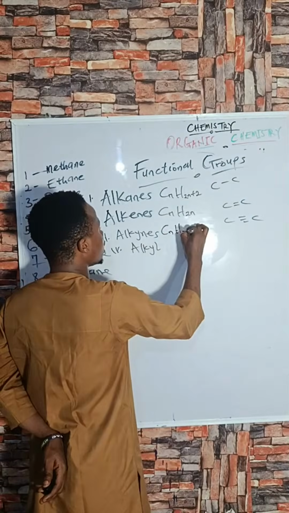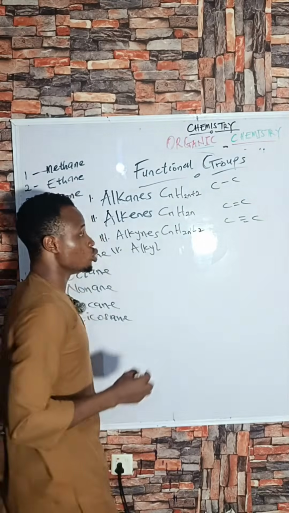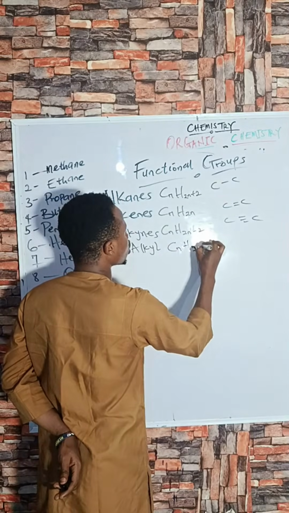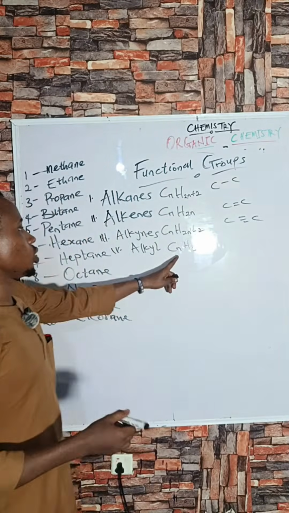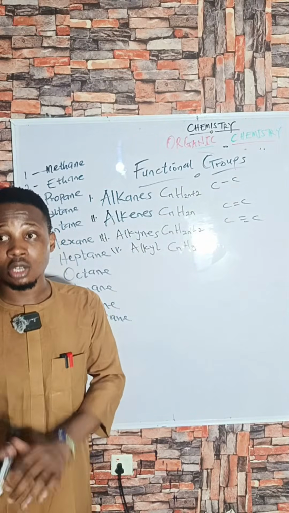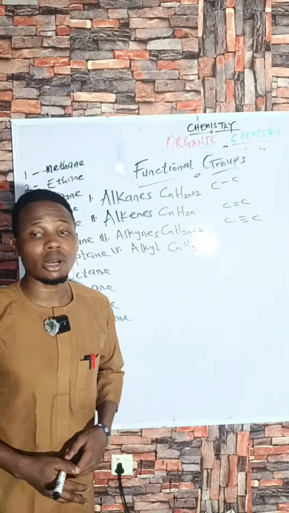CnH2n. For alkynes, it is CnH2n minus 2. Now for your alkyl, it is CnH2n plus 1. Okay, so you want to think about alkyl. Most times you'll be working with alkyls as attachments. So I say, give me an alkyl.